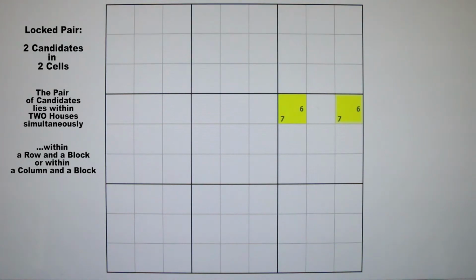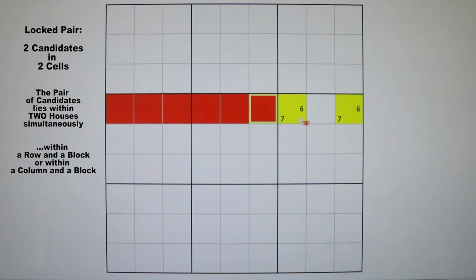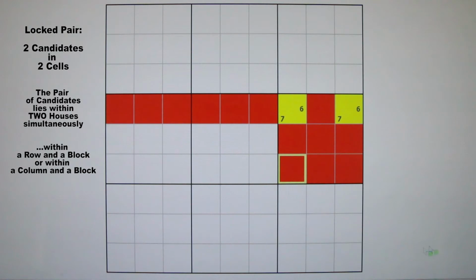And here again we have another naked pair of 7 and 6 and 7 and 6, and this time they lie in row 4. So we know that none of these cells can contain a 7 or a 6 because those two yellow cells must be solved with 7 and 6. But those two yellow cells also lie within block 6. So that means these other 6 cells cannot be a 7 or a 6 either. So any 7 or any 6 in any one of those red cells can be eliminated as false.